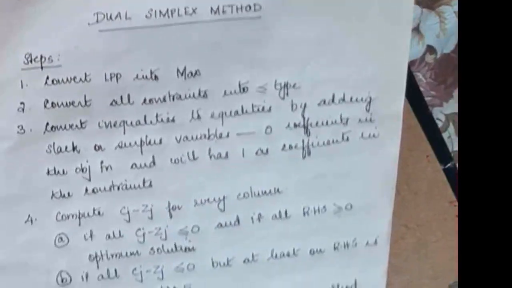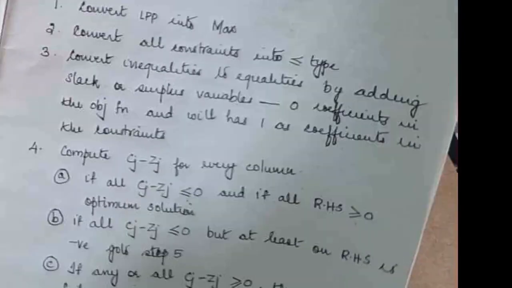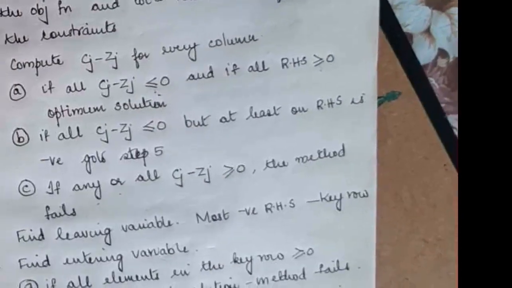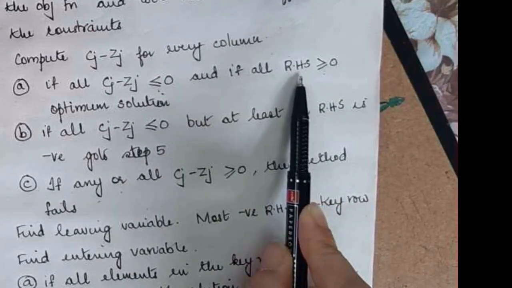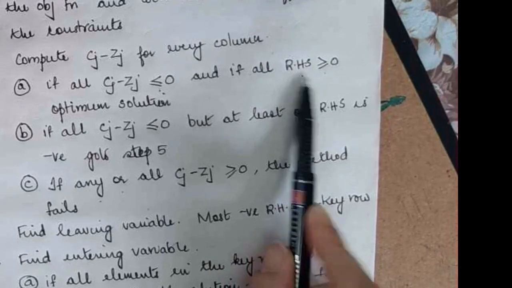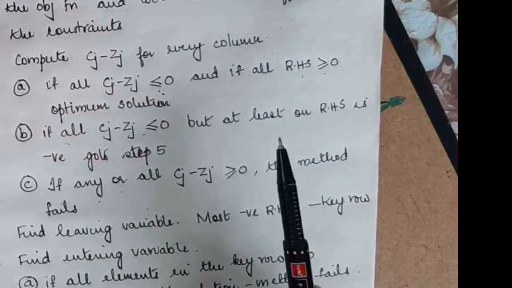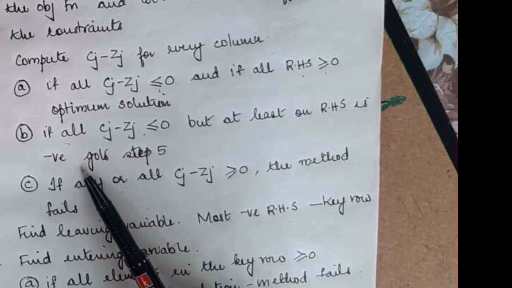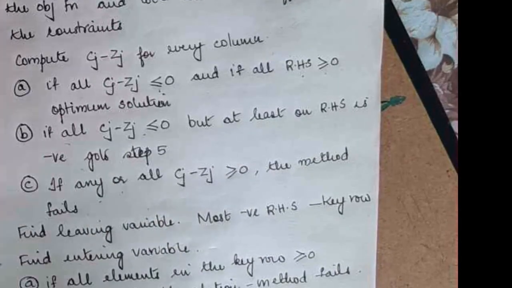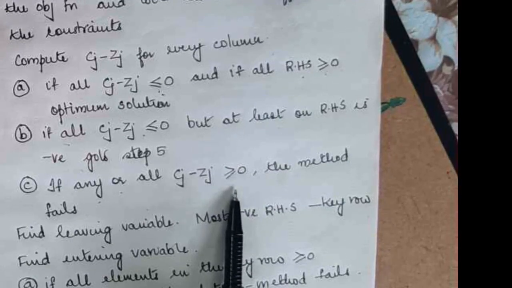Now calculate Cj minus Zj just like in the simplex method, but there is a difference here. Now if all Cj are less than or equal to 0, that is a normal stopping condition that we have. But along with that, you have to see whether RHS is all greater than or equal to 0. Then we have reached the optimum solution. Now if all Cj are less than 0, but at least one RHS is negative, there is something negative, then we go to step 5. You have to refine the problem. If any or all Cj minus Zj are greater than or equal to 0, then the method fails.